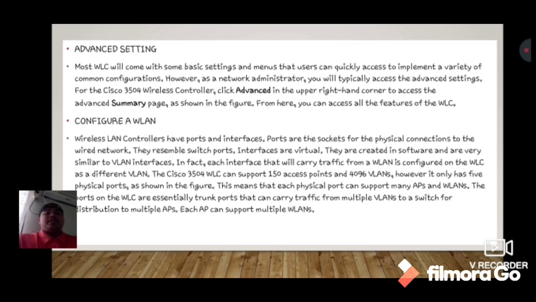The Cisco 3504 WLC can support 150 access points and 4096 VLANs. However, it only has 5 physical ports. This means that each physical port can support many APs and WLANs. The ports on the WLC are essentially trunk ports that carry traffic for multiple VLANs to a switch port, distributed to multiple APs. Each AP can support multiple WLANs.